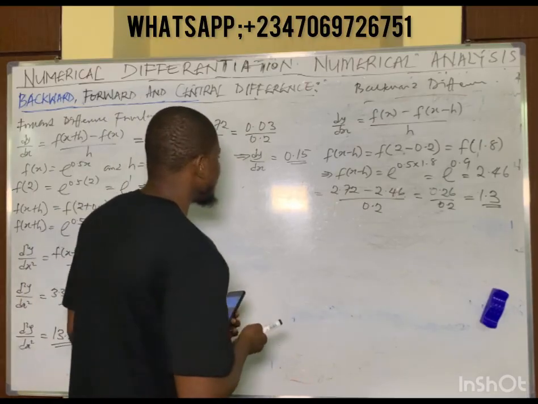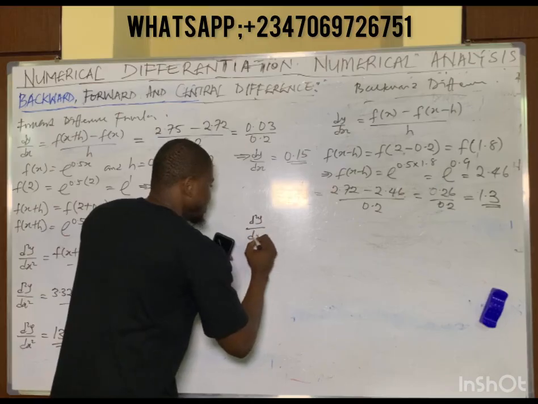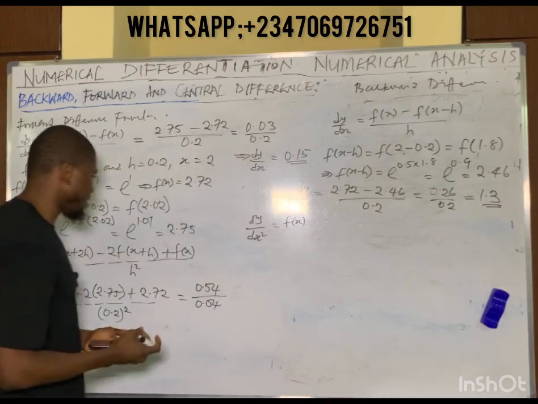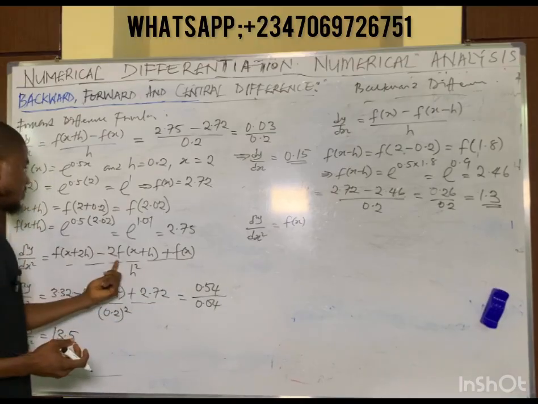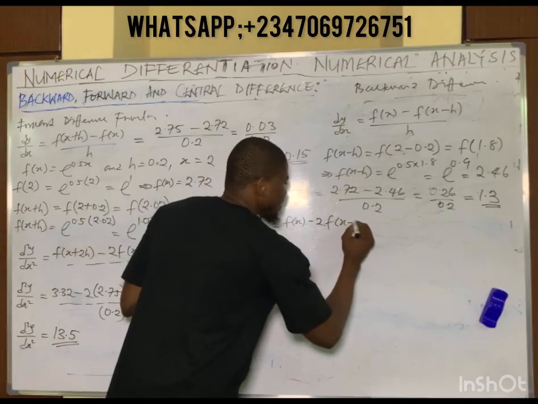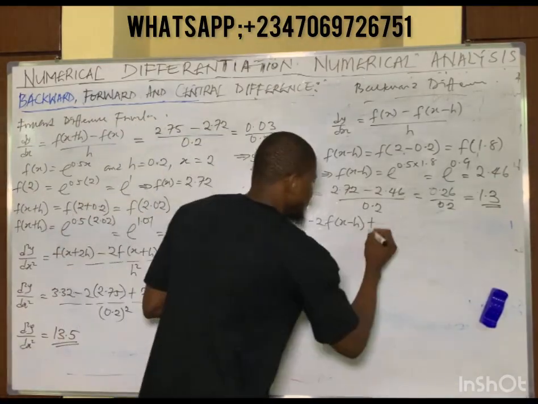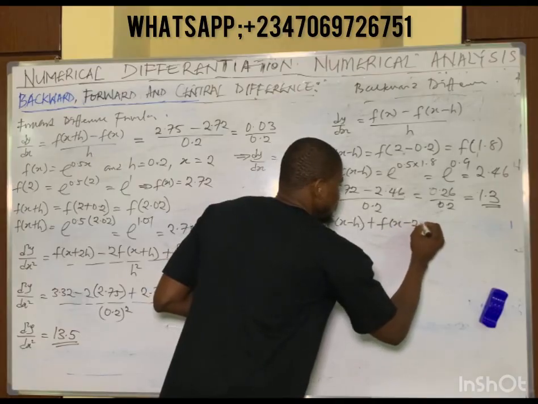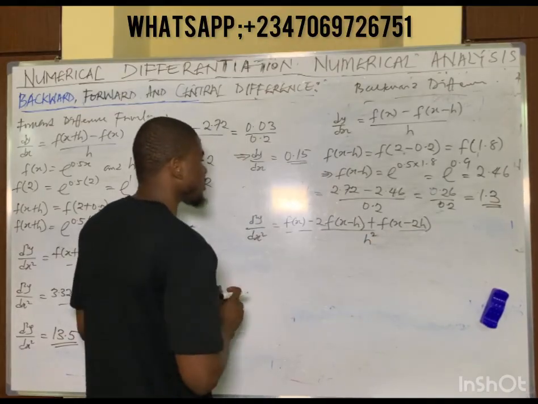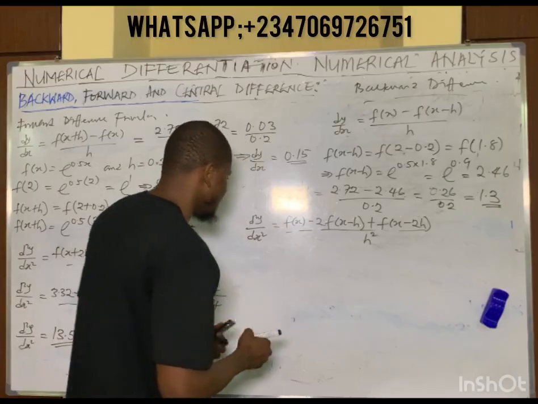Okay, so the second derivative approximation becomes, the formula is simply d squared y all over dx squared is equal to, you have f of x, again starting from behind, so it becomes f of x minus 2 f of x minus h, plus f of x minus 2h, divided by h squared. So we know what f of x minus h is. We know what f of x is. Let's find f of x minus 2h, right?